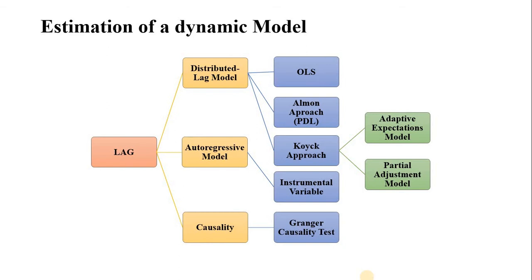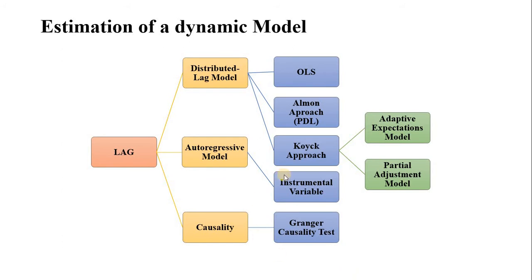In order to estimate the autoregressive model, only one technique is available. That technique is called the instrumental variable method, or the IV method. IV stands for instrumental variable, so the IV method is the instrumental variable method.